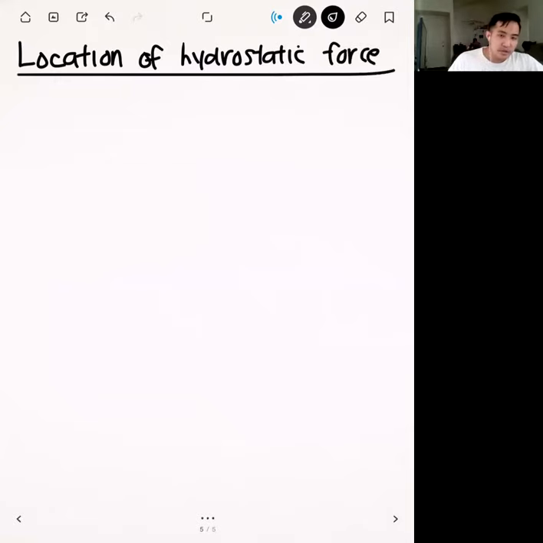Location is the part where people get really confused because, first of all, it uses a different distance coordinate. Whereas in the previous equation we used H, which is just the depth of the centroid, here we don't use H, we use Y. I'll show you the difference between them with this figure right here.